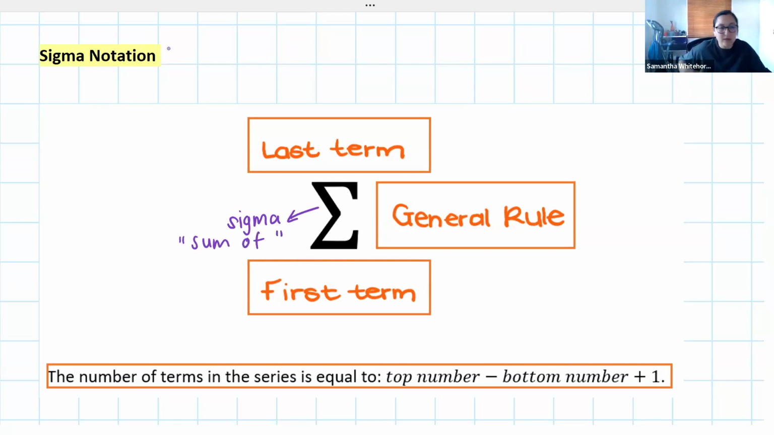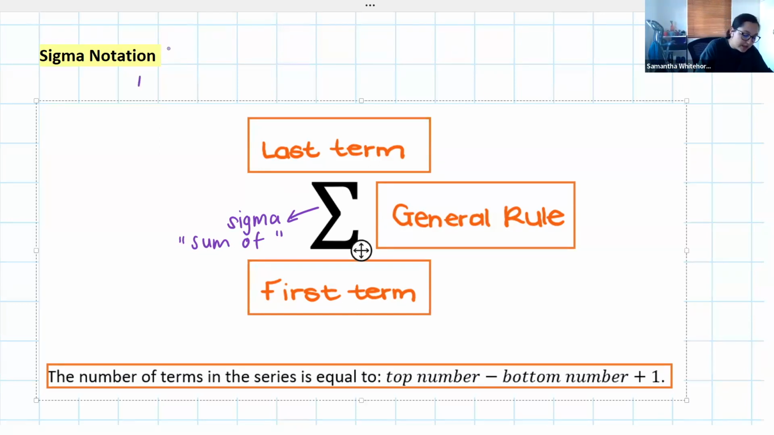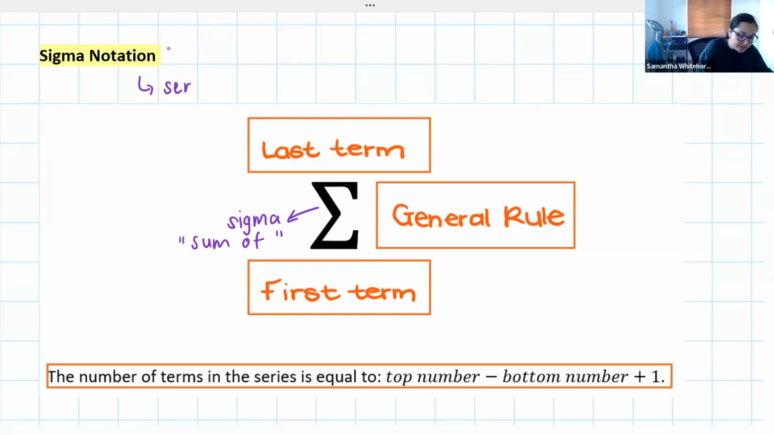All sigma is saying to you is add together. So what we are looking at when we talk about sigma is a series, the addition of terms in a number pattern. Now, sigma has three parts to it. We've got the sigma sign, we have a number on top, we have a number at the bottom, and then we have an expression to the right. The number at the bottom tells us the first term from which we are adding.